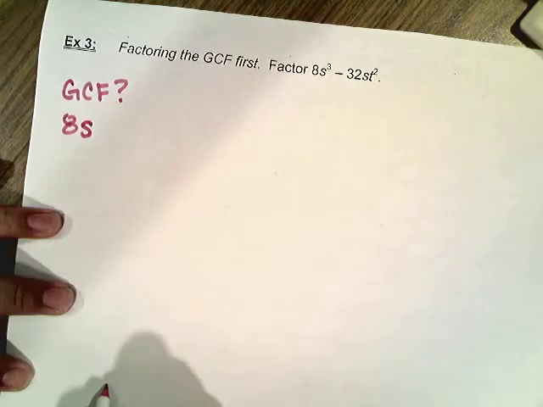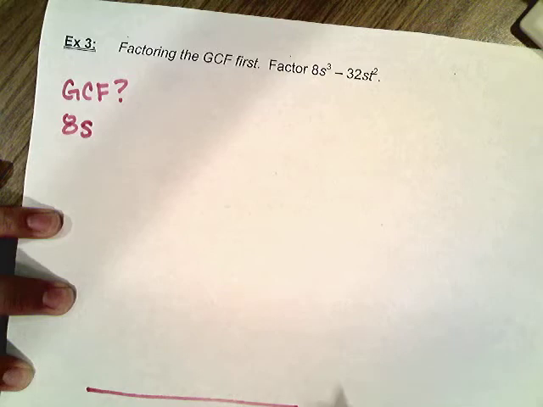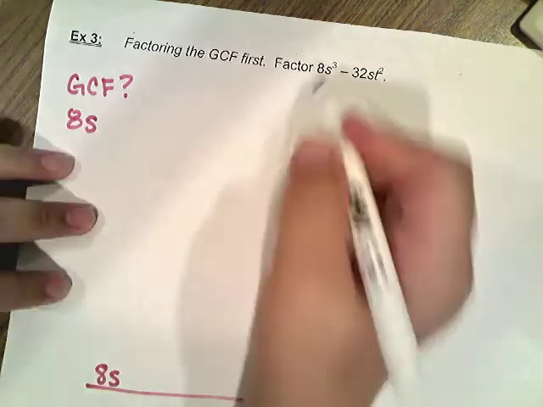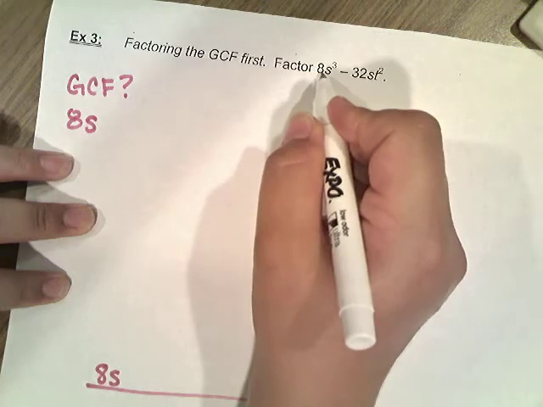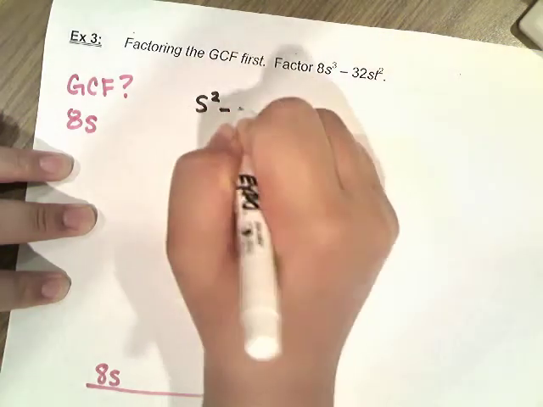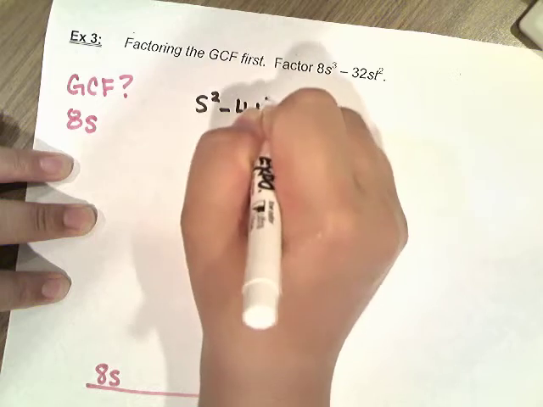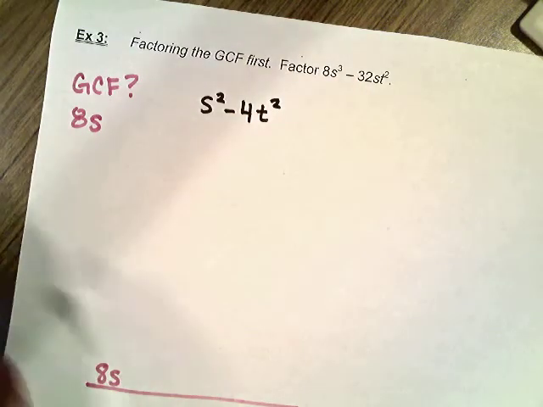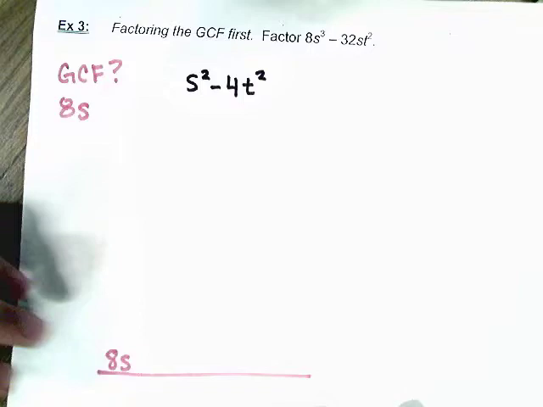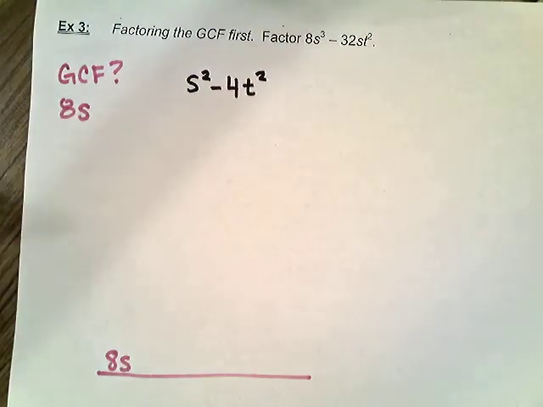And just like the previous sections, we'll go ahead and make a factor line down here, and we'll put our GCF down at the bottom, 8s. We're left with just s squared minus 4t squared. So what pattern would we be using here? Would we be using the difference of squares or the sum and difference of cubes?